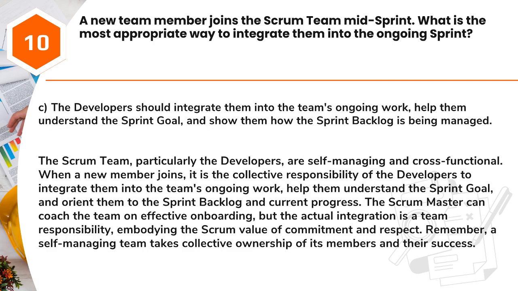Answer: C. The developers should integrate them into the team's ongoing work, help them understand the sprint goal, and show them how the sprint backlog is being managed. The Scrum team, particularly the developers, are self-managing and cross-functional. When a new member joins, it is the collective responsibility of the developers to integrate them into the team's ongoing work, help them understand the sprint goal, and orient them to the sprint backlog in current progress.